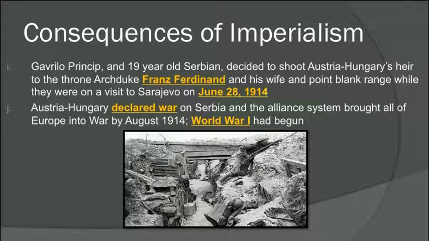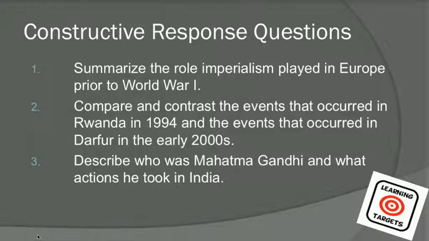So imperialism definitely played a big role. If Austria-Hungary had not exerted its control over Bosnia and over Serbia and tried to force them to not unite or not have their own Slavic lands, it's very possible that World War I might not have begun. So imperialism played a very big role.